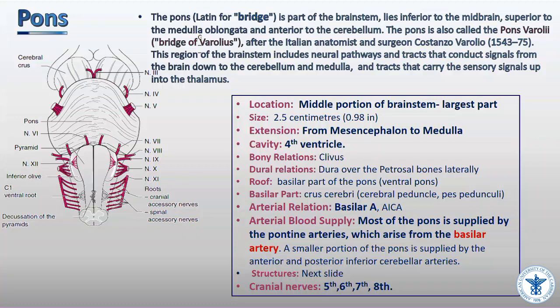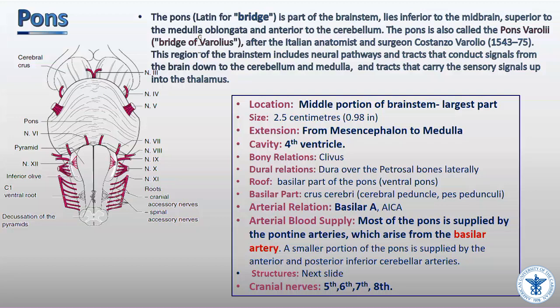We have the pons. Now the pons in Latin means a bridge. And if you see that it actually connects the medulla and the midbrain, so it acts like a bridge in the brainstem. It's easy to remember. It's the middle portion of the brainstem. It's also the largest, especially from side to side. It's very bulky. You have a large bulk over here, okay? And the cavity of the pons, the CSF cavity of the pons, is the fourth ventricle.